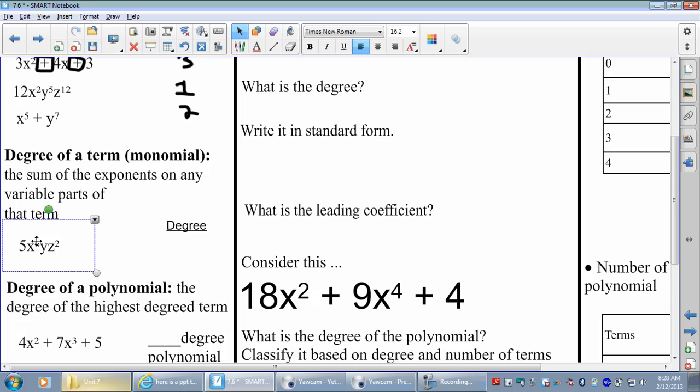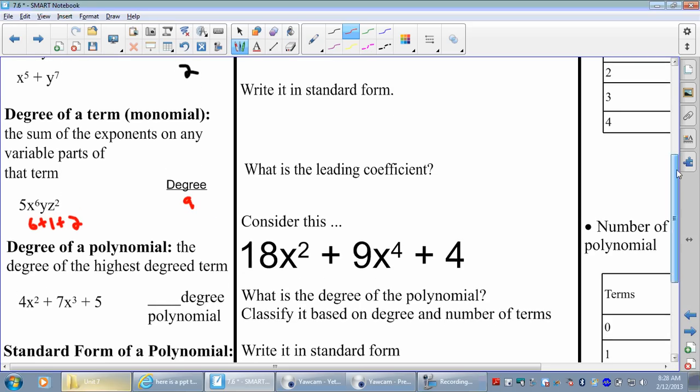If you look at this one right here, there is only 1 term. So how do we find the degree of it? Well, it's the sum of the exponents on any variable parts of the term. So if we're actually looking at this, there's a 6 here, there's the implied 1 there, and there's the 2 there. So the degree of this single term, of just this monomial, would be 9.